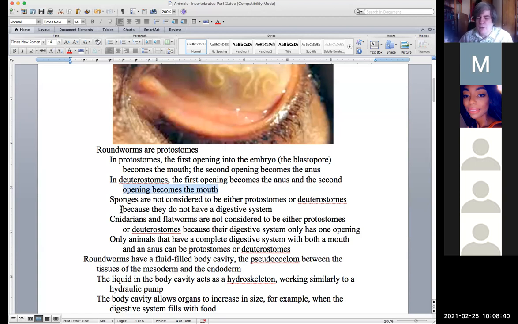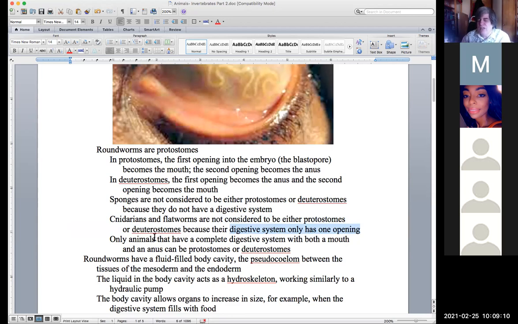Now, roundworms are protostomes. If you think about the groups that we've talked about so far, the sponges aren't protostomes or deuterostomes because they don't have a digestive system. And if we look at cnidarians and flatworms, they're not protostomes or deuterostomes because their digestive system only has one opening. So we can't talk about whether the first opening is the mouth or the anus because there's only one.